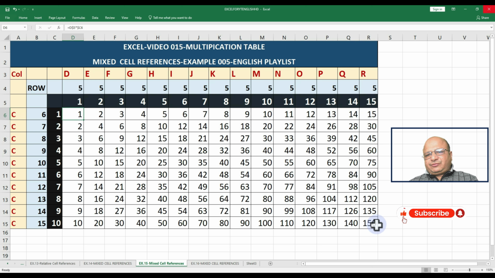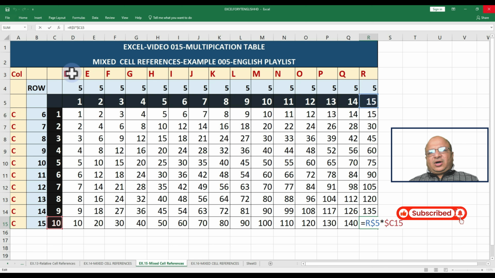If we check this formula in the last cell F2, R5, here the column reference has moved relatively, D to R, and in the second cell address C15, the column reference is the same but the row reference has moved relatively.